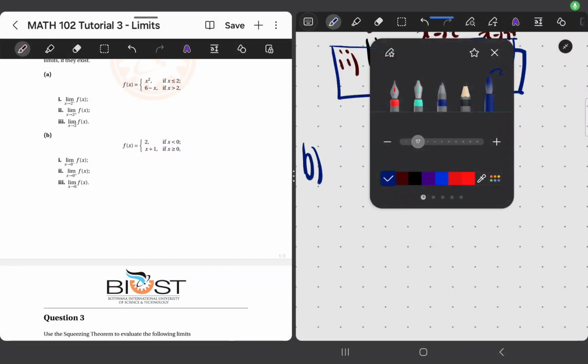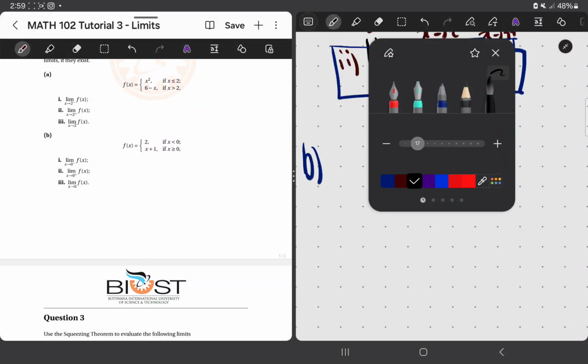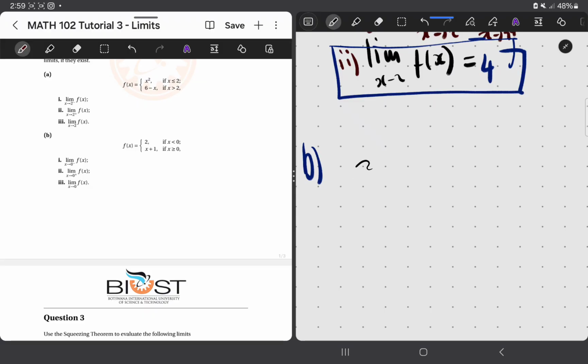We go on, and I'm feeling more fresh now. Let's go for it. We're doing part B. Since when do we struggle with graphs? We don't struggle with graphs.